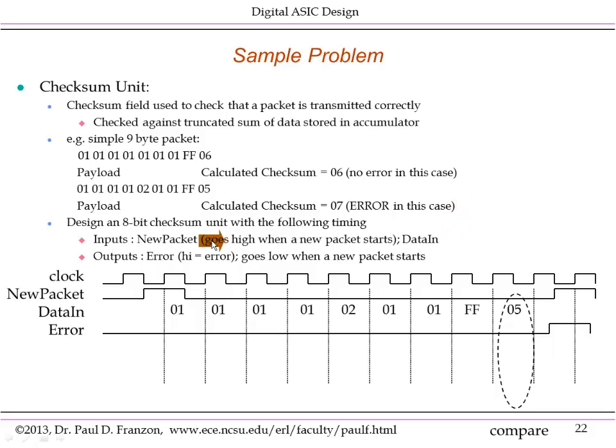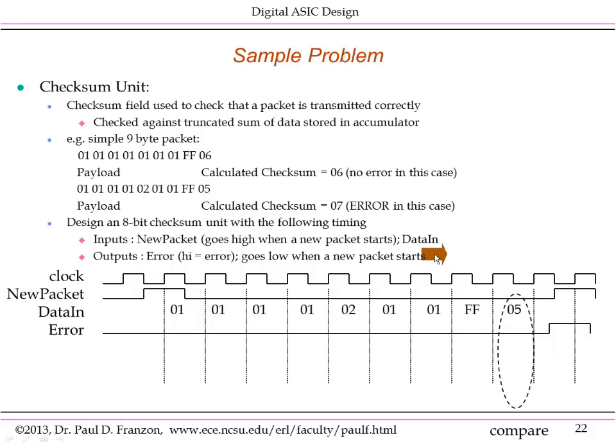Its inputs are a control signal, new packet, that goes high when a new packet starts, and data in, which is this 9-byte structure, coming in sequence 1 byte per clock cycle. The output is error. I want that to go high and stay high if an error occurs, and only go low when a new packet starts.